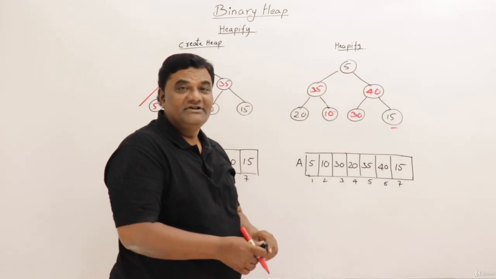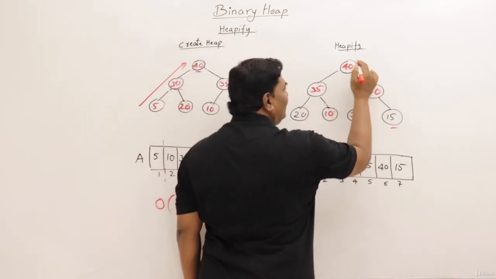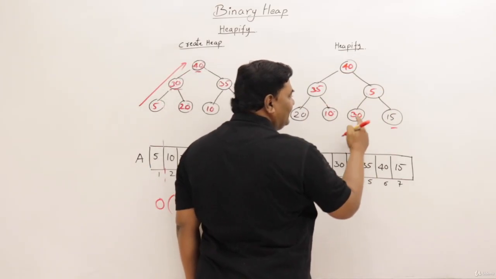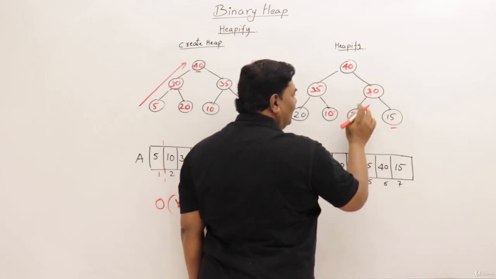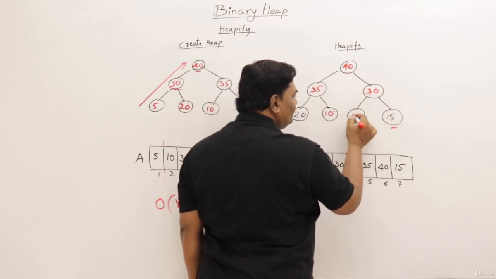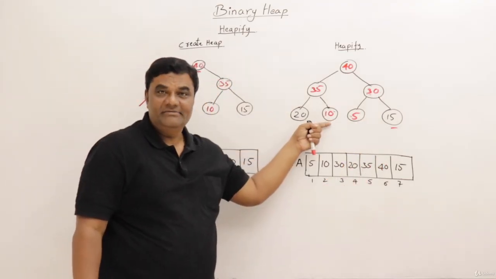Check with the children. This child is greater. So send 40 up and 5 down. Then compare with the children. Send 30 up and bring 5 down. That's all. This is a max heap.